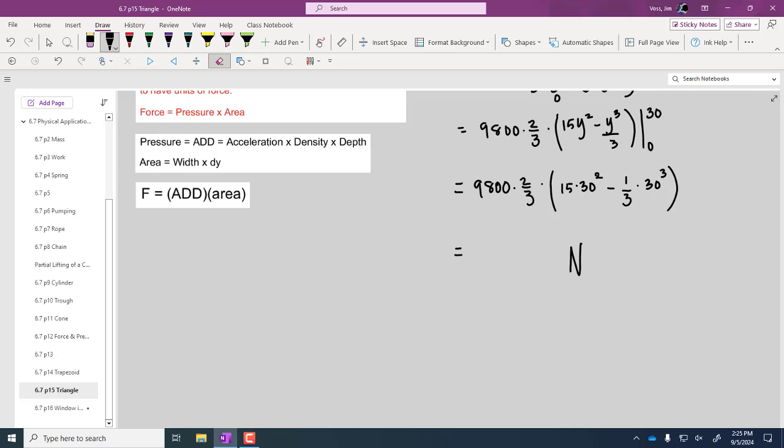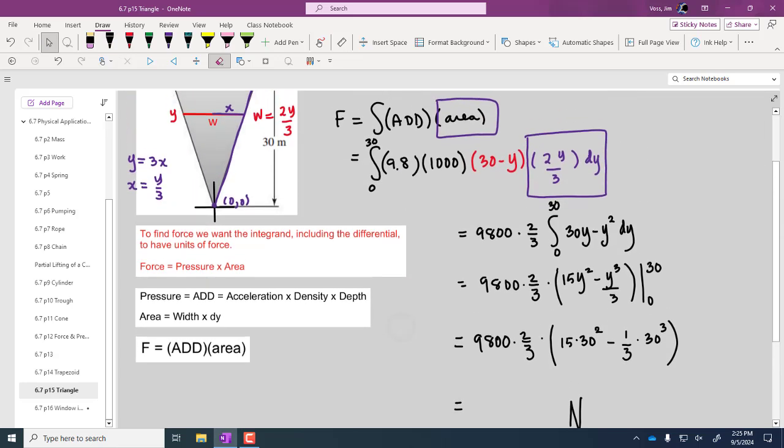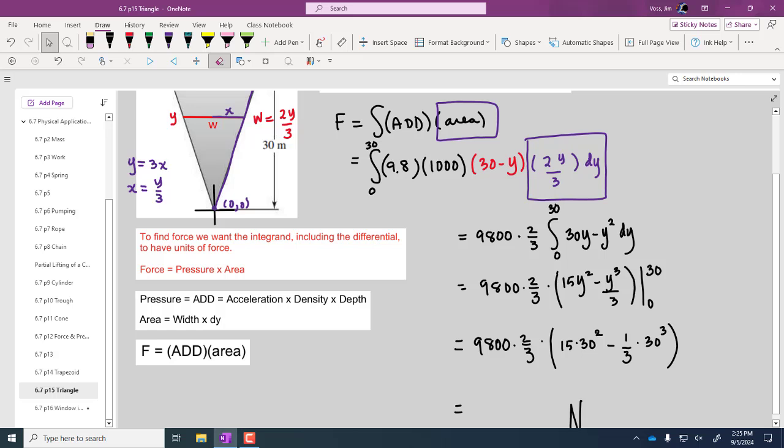You should get some fraction. Oh, actually, it's not a fraction. I don't think. No, it's not a fraction. All right, so any questions on any of the steps?